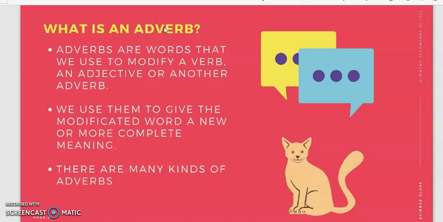First, adverbs are words that we use to modify a verb, an adjective, or another adverb. We use them to give the modified word a new or more complete meaning, and there are many kinds of adverbs. For example, we can modify a verb if we put an adverb. We can say, I eat, but if I say, I eat slowly, that means that I don't eat fast, that I take my time to eat.